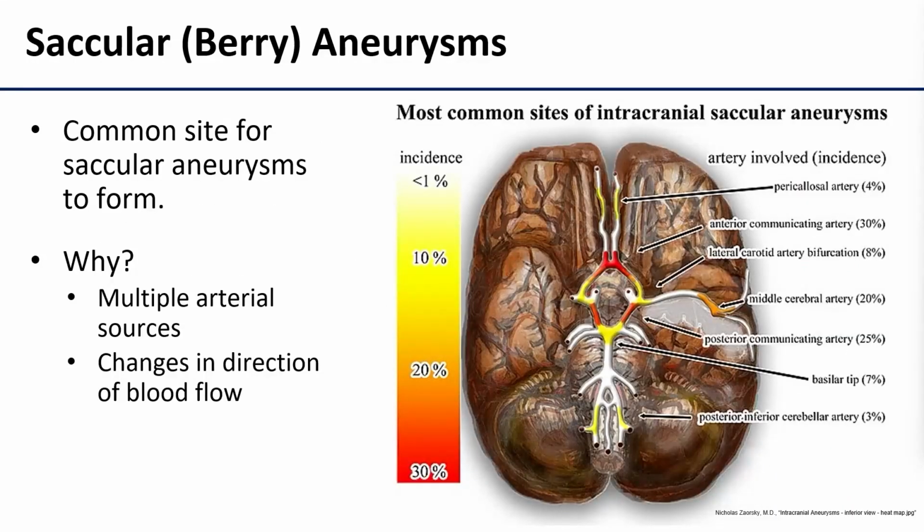While that collateral blood flow is a really good fail-safe for blockages, it does come with a price. And the price here is that the cerebral arterial circle is a very common site for the development of saccular or berry aneurysms. A saccular aneurysm is essentially the weakening of a vascular wall such that it balloons out into a sac. So that's where the name comes from.